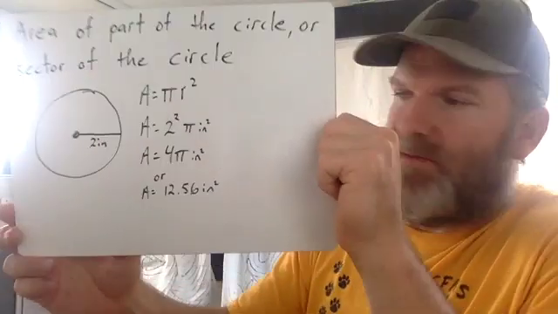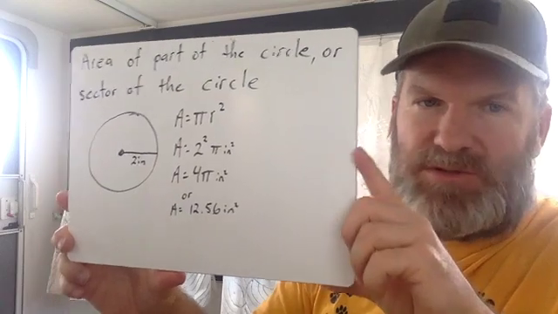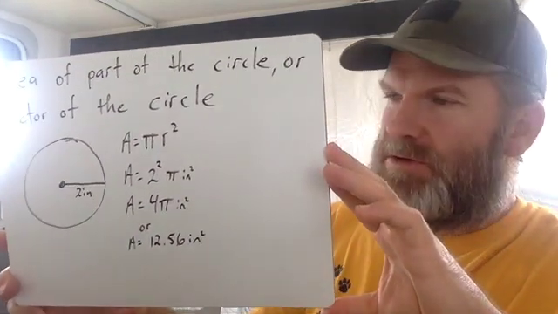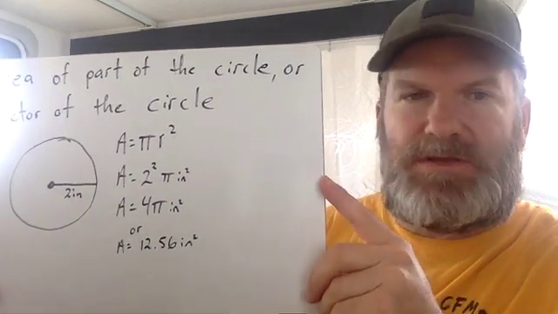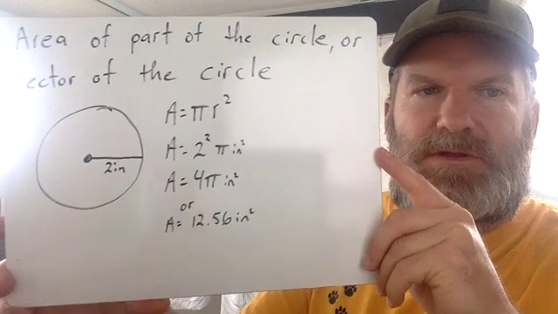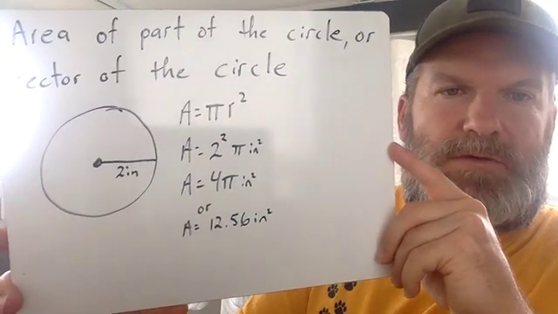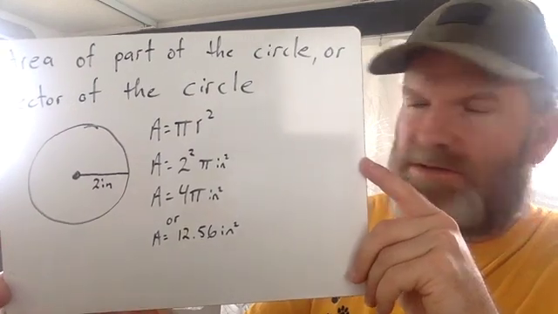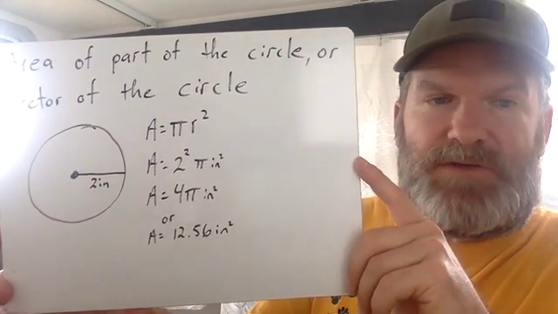Okay, welcome back. This lesson is about the area of a circle, but more specifically, just part of the circle. When you studied this in the 7th grade standards, whatever year it was that you took that, you were taught that the area of a circle is A equals pi r squared. So that's what I wrote down there for you in case you've forgotten.